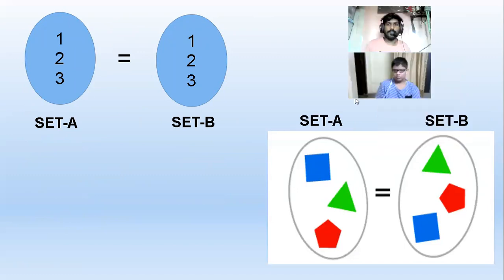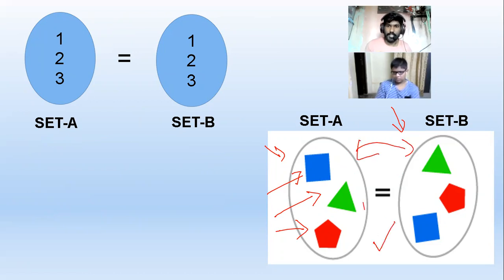Look at the second example of set A and set B. So they are figures. What is the first figure? Square. This? Triangle. And this? Pentagon. Are both of these sets the same? Yes, sir. They are the same figures. So they are equal.